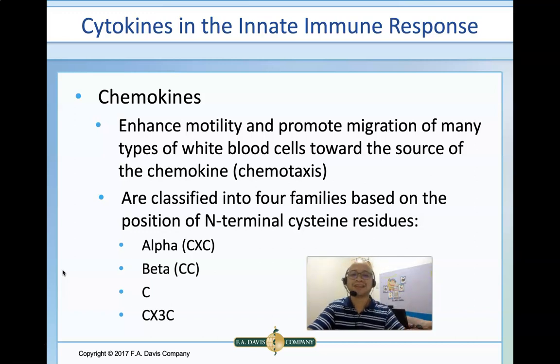CXCR4. So these are the chemokine receptors at the surface of the T helper cells. And HIV binds to CD4 and chemokine co-receptors. Okay, so there are some researchers developing drugs that will somehow cause endocytosis of CCR5 and CXCR4. That way, HIV, the virus, will not be able to penetrate CD4. So that's one of the researches that I've read about chemokines.